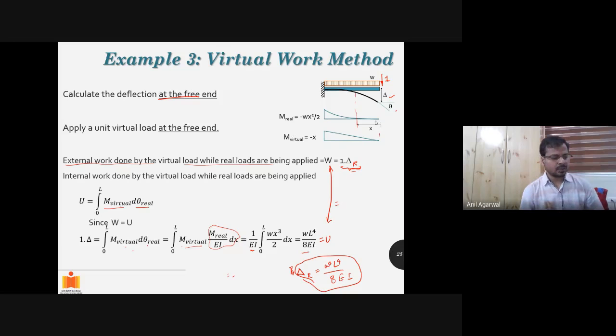And the advantage with this method is that you don't have to take the derivative that you would have to do in Castigliano's method. And plus, Castigliano's method is not as universally applicable as this virtual work method.